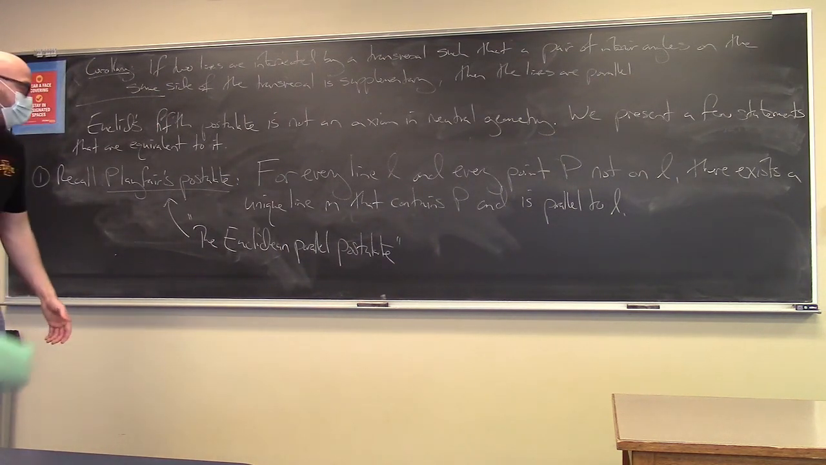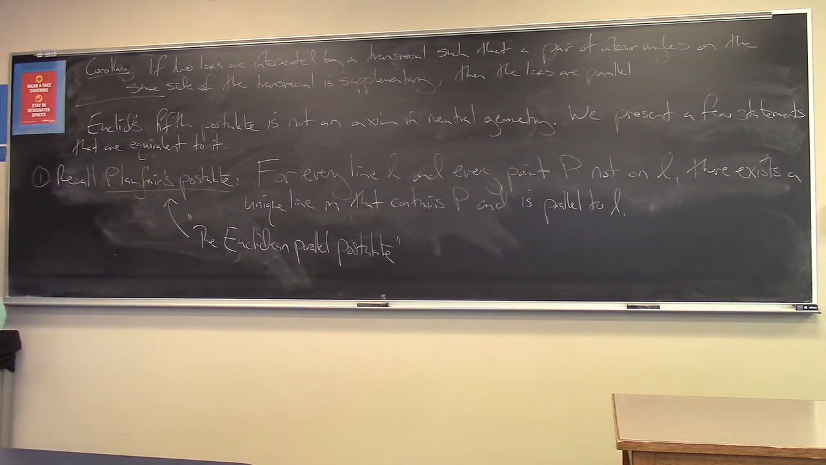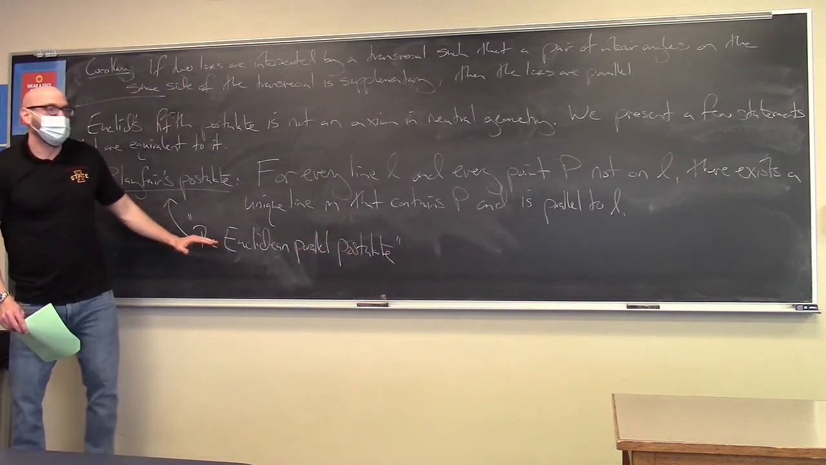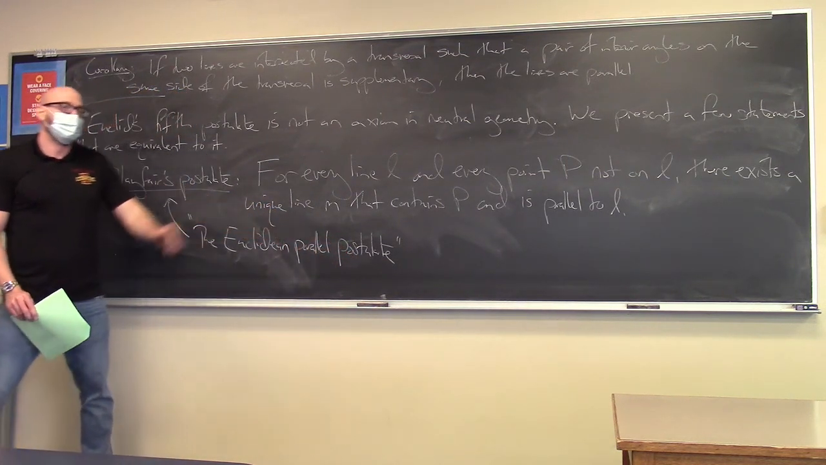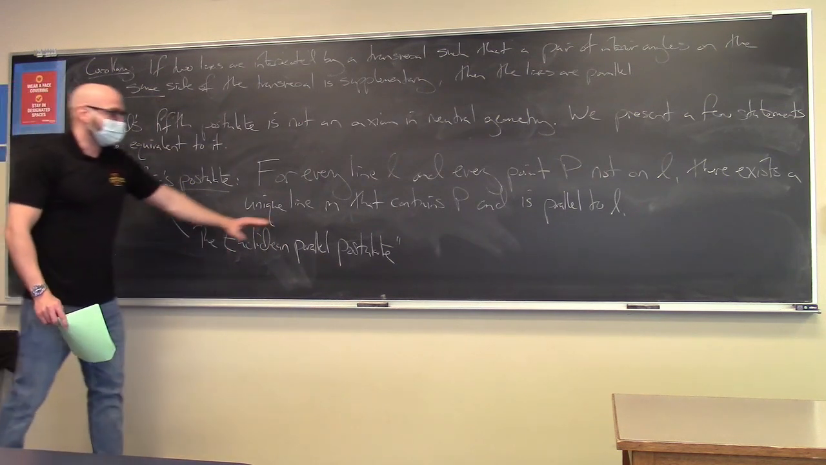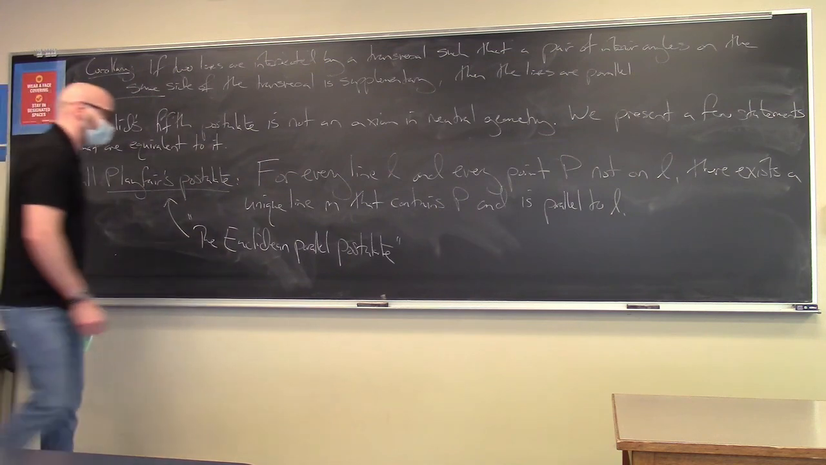When you're reading through the text, I'll stick to what the text does because it'll make it read better with homework problems. But it's important that you recognize that when I say the Euclidean parallel postulate, I'm not talking about Euclid's fifth postulate anymore. If I'm talking about Euclid's fifth postulate, I will say Euclid's fifth postulate. When I say the Euclidean parallel postulate, I mean this, so Playfair's. All right.